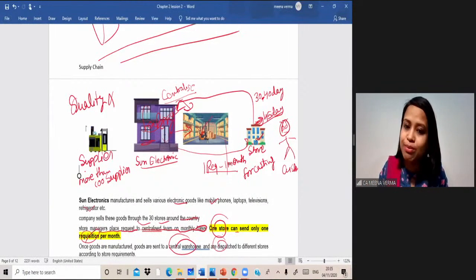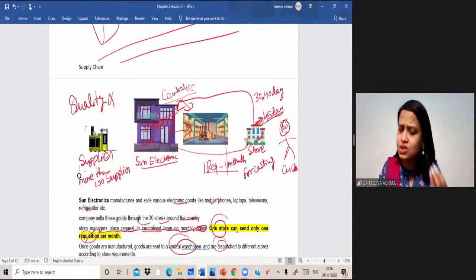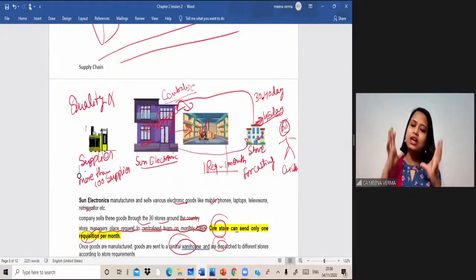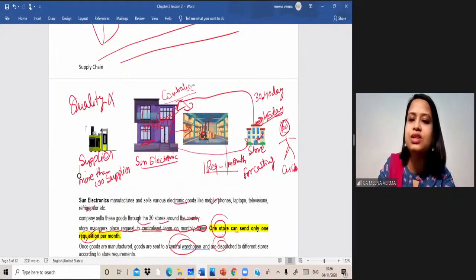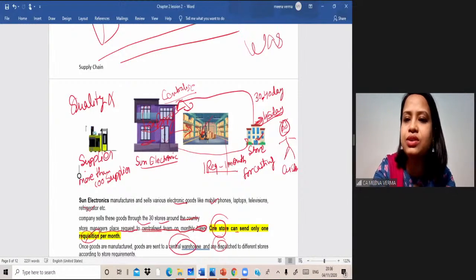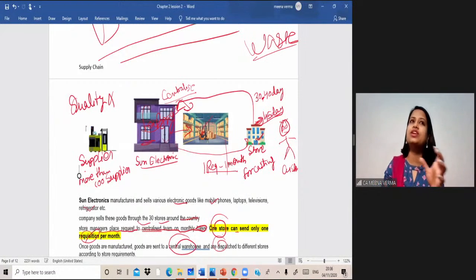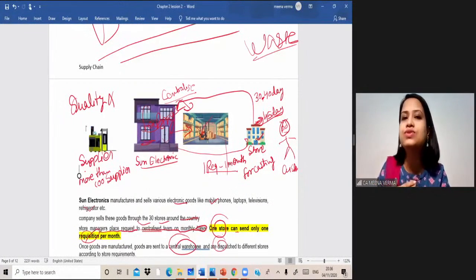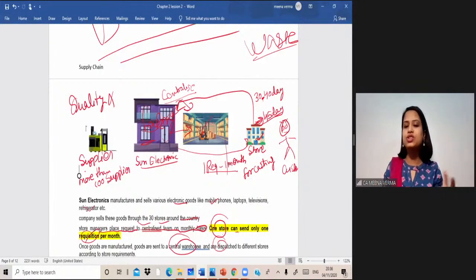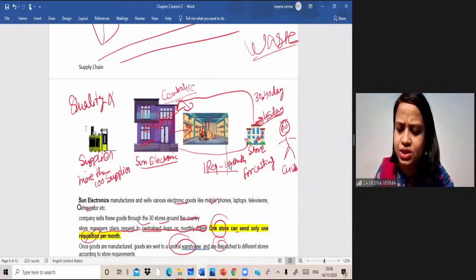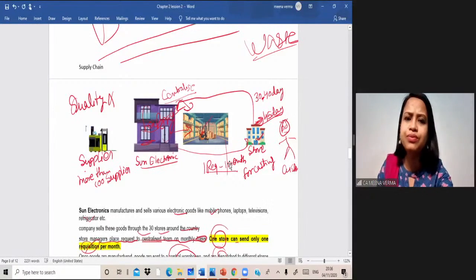And remember, if you hold your raw material or finished goods for such a long period, what happens? Accumulation of inventory will result in waste. We have studied that we should not accumulate inventory, and we should not do overproduction. These all will result in waste.